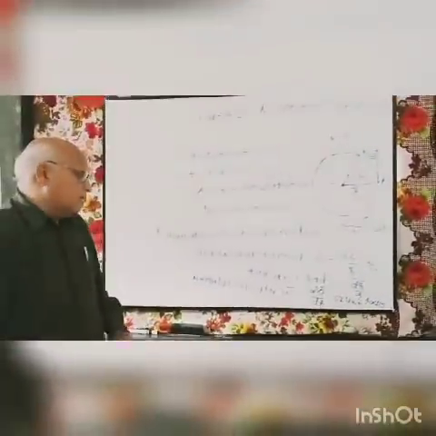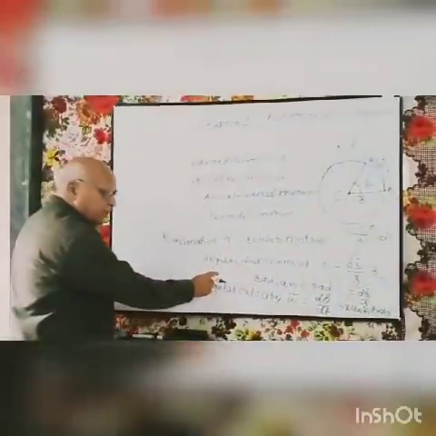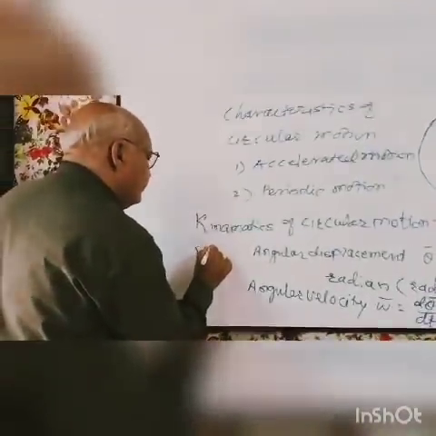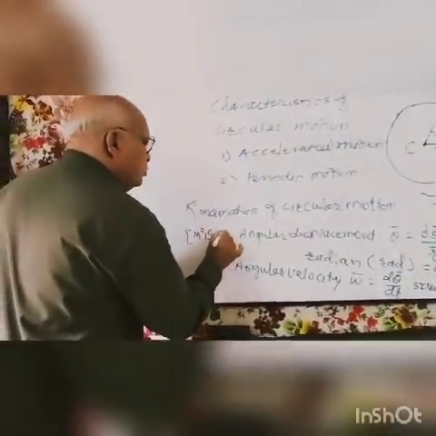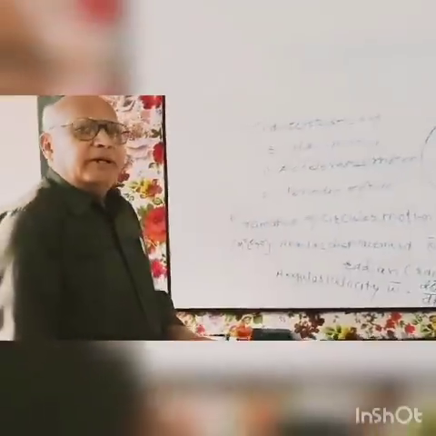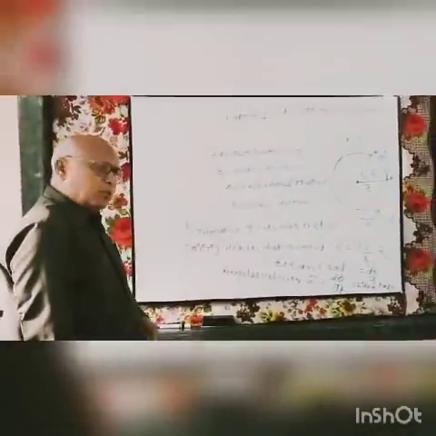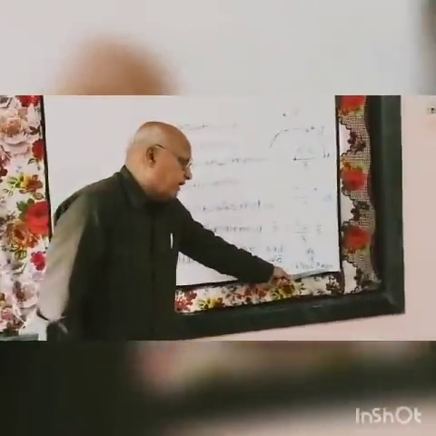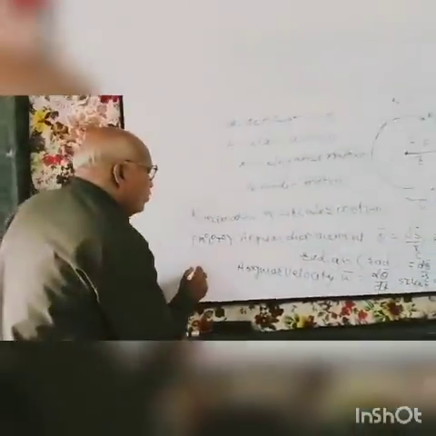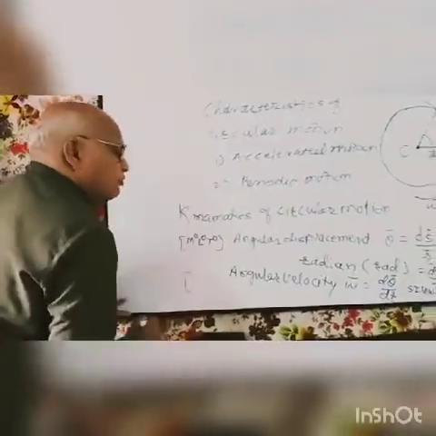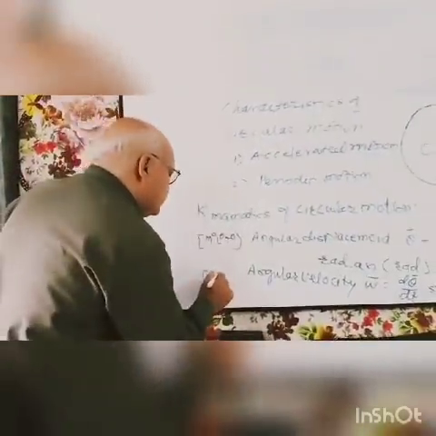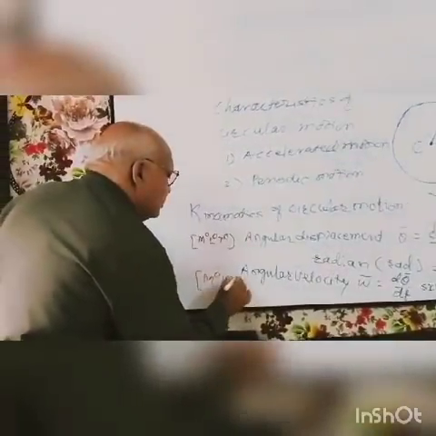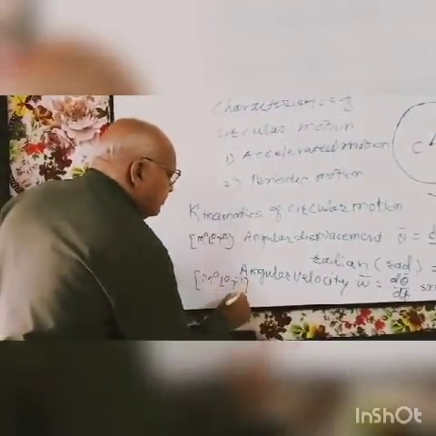Let me explain something about angular displacement. For angular displacement, the dimension is m0 l0 t0. It means angular displacement is a dimensionless quantity. Angular velocity has unit radian per second, and therefore the dimension for angular velocity is m0 l0 t minus 1.